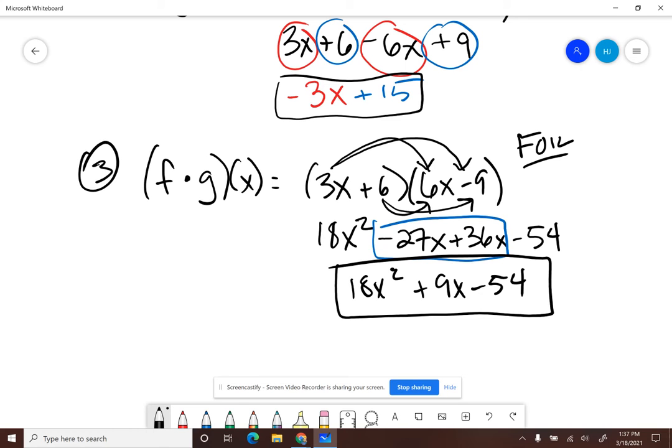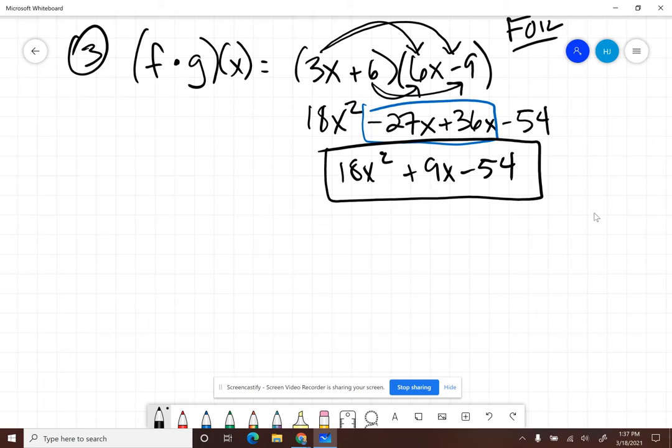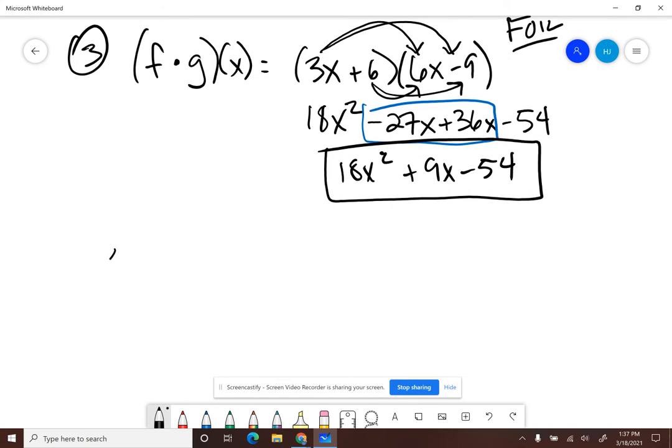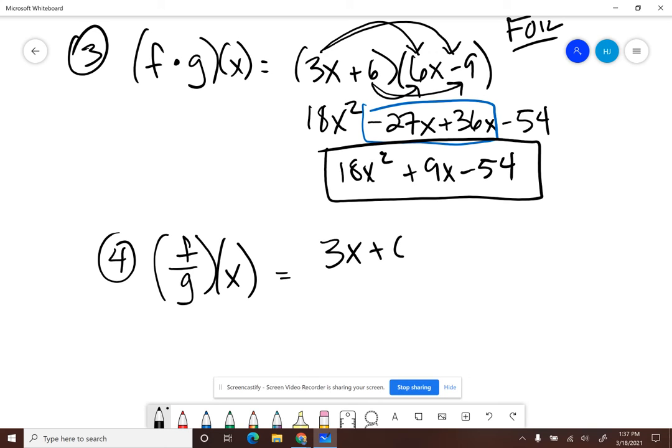Okay? Now, here's the last one we need to do, and then we need to talk about one other little concept before we end this one today. So number 4, you guessed it, we did add, subtract, multiply. Now we need to do division. So f divided by g of x this time. And remember that f of x is 3x plus 6, and g of x is 6x minus 9.